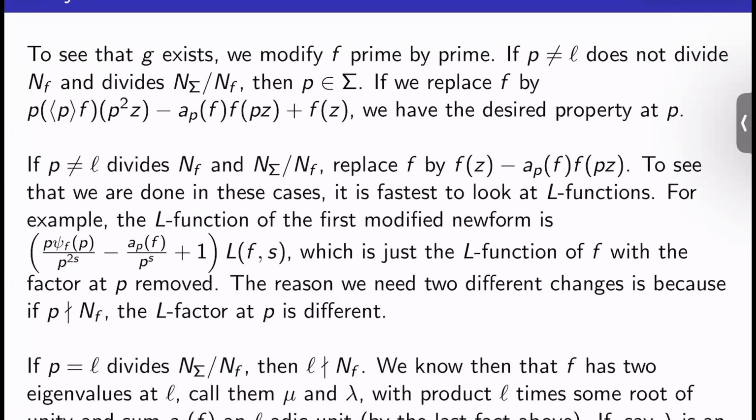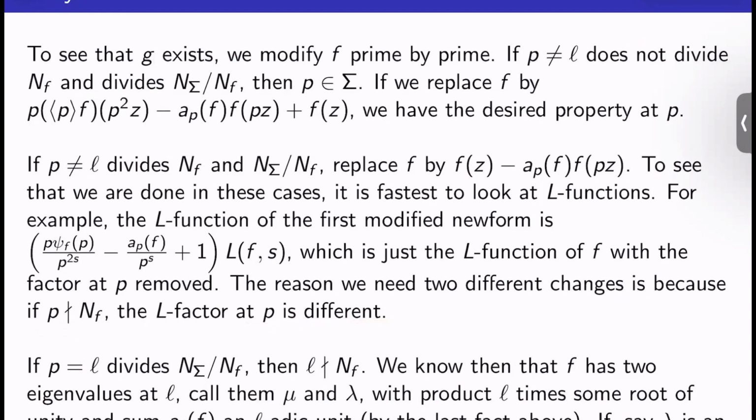For example, the L function of the first modified newform up here is the product of (1 minus psi sub F of P, the character of F at P, over P to the 2s, minus A sub P of F over P to the s) times L_F(s), which is really just the L function of F with the factor at P removed, which is what we wanted, okay? By the way, the reason we need two different changes here in these two different cases is very simply because if P doesn't divide N_F, then the L factor at P is just different, okay?